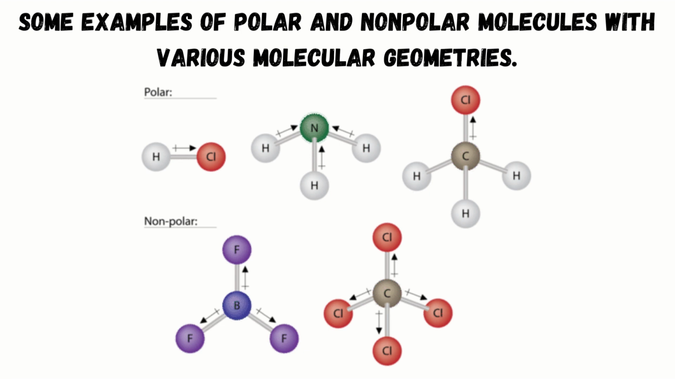Some examples of polar and non-polar molecules with various molecular geometries are given here. Under polar molecules, HCl, NH3 and CH3Cl. For non-polar molecules, BF3 and CCl4.